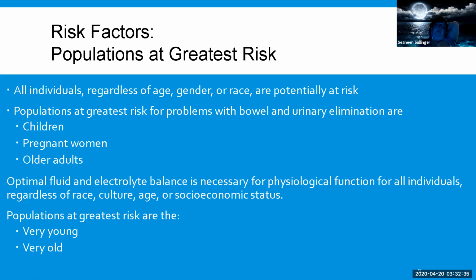So when we're looking at risk factors of populations at greatest risk, anybody's at risk, but those at greatest risk for bowel or urinary elimination issues would be children, infants, older adults, just as in the nutrition lecture that was done previously, as well as pregnant women. And so we need to make sure that the fluid and electrolyte balance is in sync. And then as well as looking at the very young, the very old. It can also depend on cultural factors, socioeconomic status, race, and ethnicity.